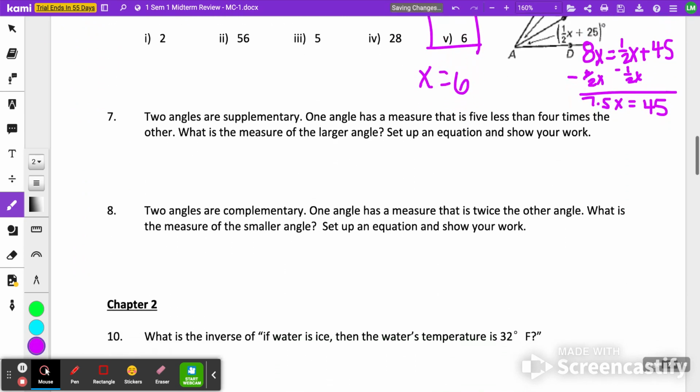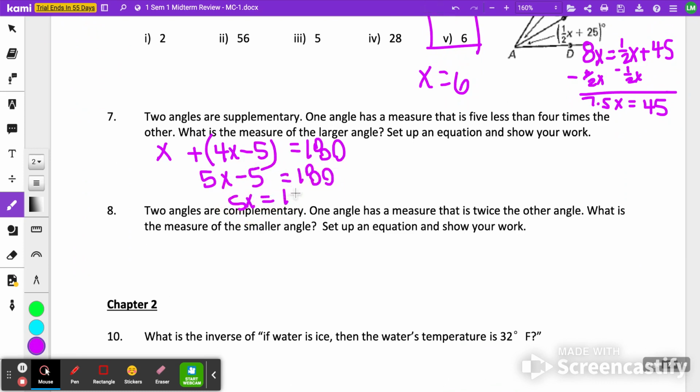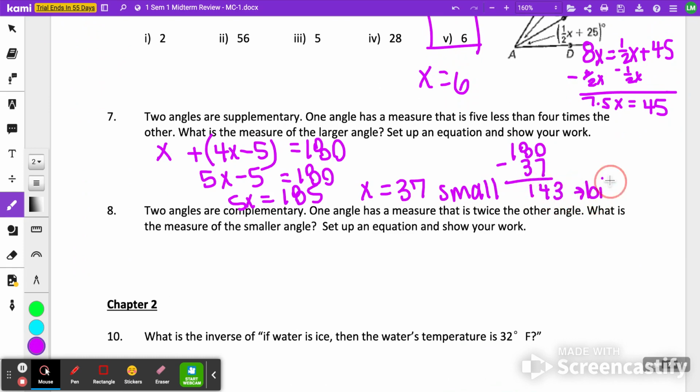Two angles are supplementary. One angle has a measure that is 5 less than 4 times the amount of the other. So the other angle we don't know is x, but one angle is 5 less than 4 times the amount. So that'd be 4x minus 5, and x plus that is equal to 180. What is the measure of the larger angle? So now we're going to combine like terms, figure out what our x is equal to. This would be 5x minus 5 equals 180, or 5x is equal to 185. So x is equal to 37. This is the smaller one. So the bigger one, we would just do 180 minus 37, and we get 143 for the bigger one.